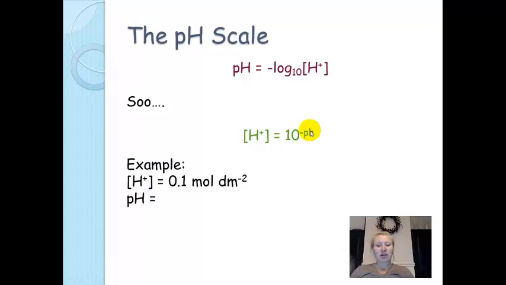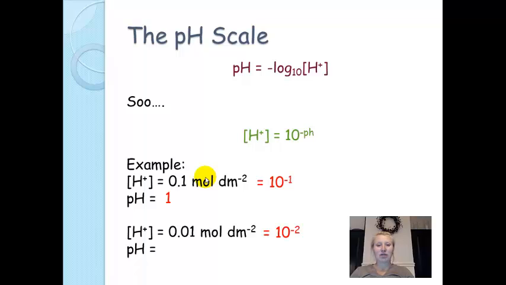For example, if the concentration of H+ is 0.1 molar, really that means the concentration of H+ is 10 to the negative 1, which means the pH must be 1. Here's another. If the concentration of H+ is 0.01, that's really 10 to the negative 2, which means the pH equals 2.